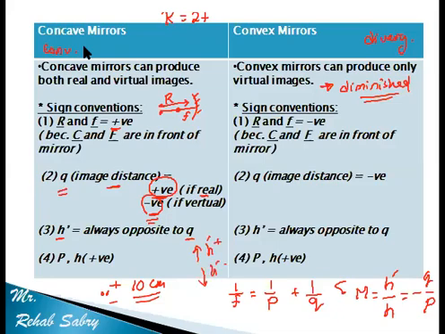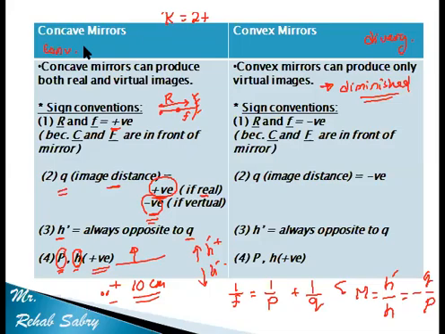Well, what about P and H? P is the distance of the object. H is the height or the size of the object. They are always positive, or let's say almost always positive. Can they be negative in our syllabus and in our problems? No. Concentrate on this case here, inshallah.